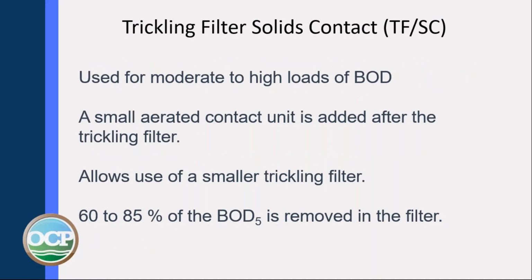You can have trickling filter solids contact. It's used for moderate to high BOD loads. A small aerated contact unit is added after the trickling filter. It allows you to downsize the trickling filter you would normally need. 60 to 85% of the BOD is removed in the trickling filter.